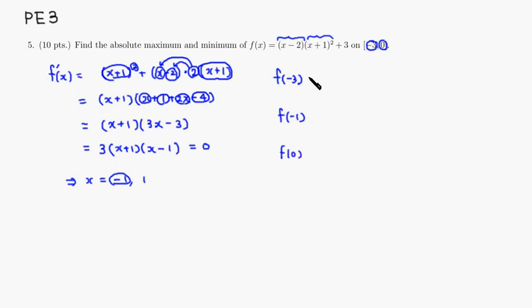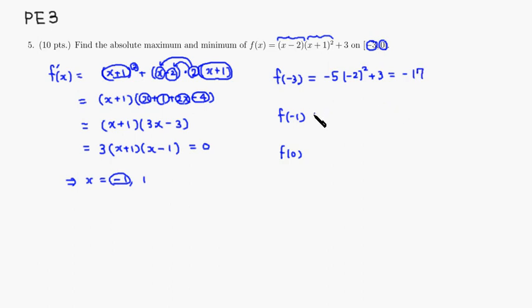So let's compute that. f of negative 3, the left endpoint, just plug it in. Negative 3 minus 2 is negative 5, times negative 3 plus 1, which is negative 2, squared, then plus 3. So that's 4 times negative 5, which is negative 20, plus 3. So it's going to be negative 17.